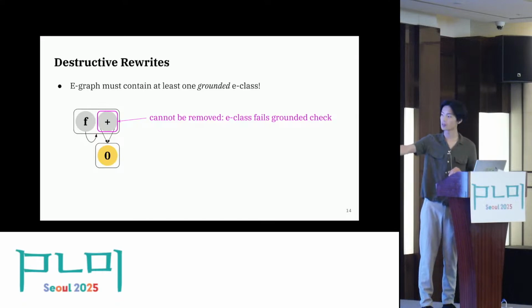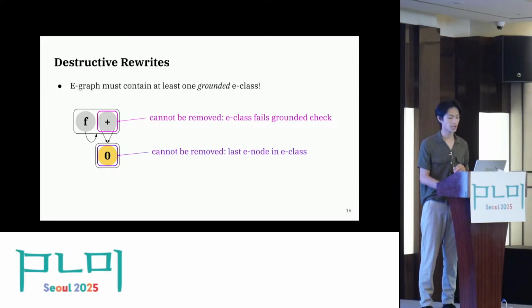So let's take this eGraph right here. There's just 3 e-nodes in it, but we're interested in this plus e-node right here. With this eGraph, if we try to remove the plus e-node, what we'll end up with is an eGraph that just has this function f pointing to itself. And so you'll end up with an infinite term, f of f of f of f, and so on to infinity. So you can't actually extract anything out of this. So for the way I implemented destructive rewrites, I simply do not permit removing that specific e-node.